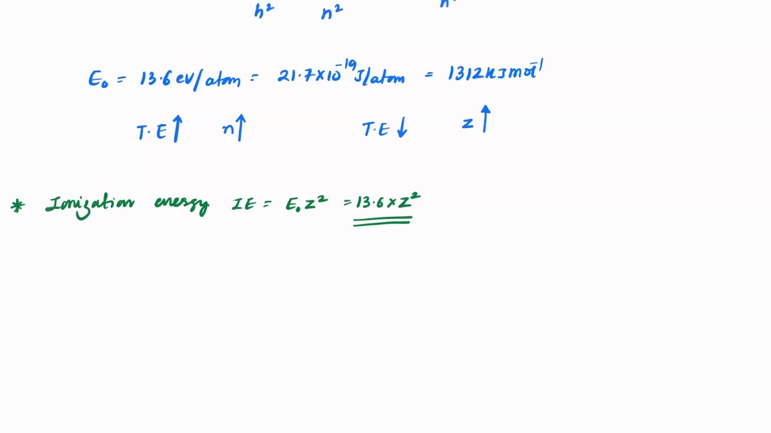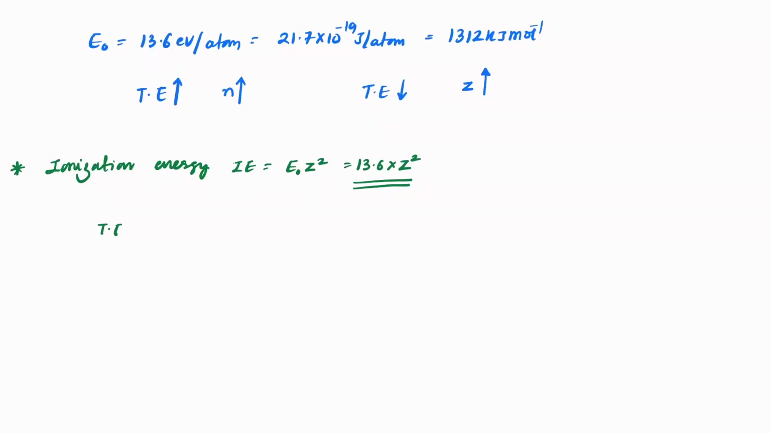So if the total energy of an electron in the first orbit is minus x joules, then the ionization energy will simply be equal to plus x joules. If total energy is minus, ionization energy will simply be the plus of that value. That's it. But ionization energy is precisely defined for the first orbit. So you can see this is the energy required for the first orbit.